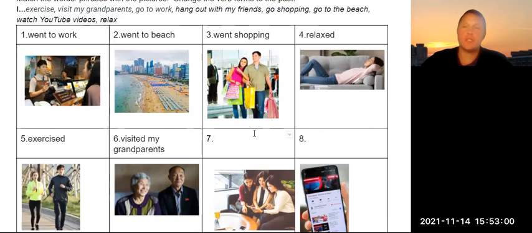And notice the question, what did you do last weekend? When said normally is compressed. What'd you do last weekend? What did you do? What'd you do? What'd you do?